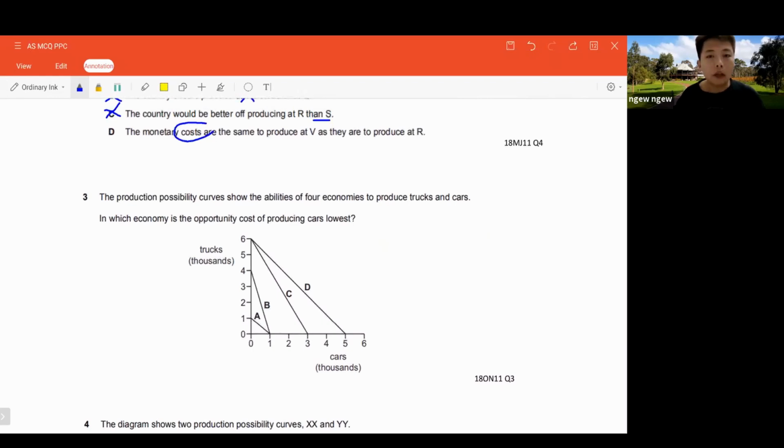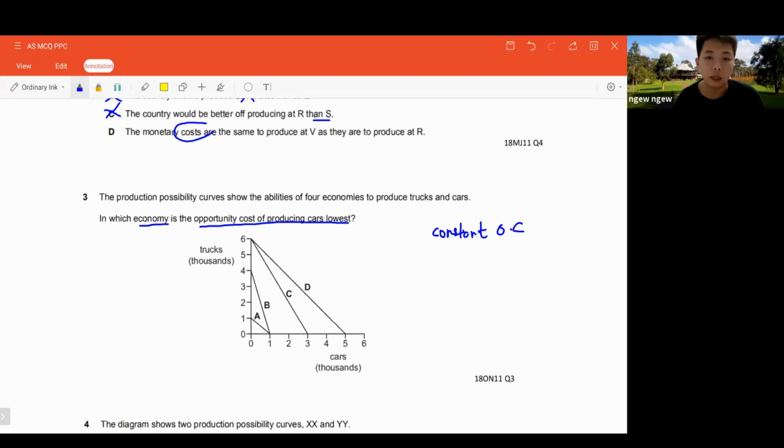Okay, now let's look at this. First of all, when you see all four straight line PPCs, you should know that a straight line shows constant opportunity cost. So when the PPC is a straight line, it shows constant opportunity cost in all four ABCD situations, in all four contexts. Now, which economy has the lowest opportunity cost of producing cars?